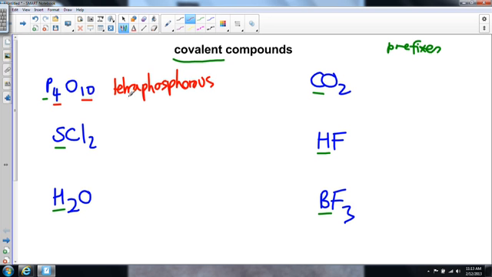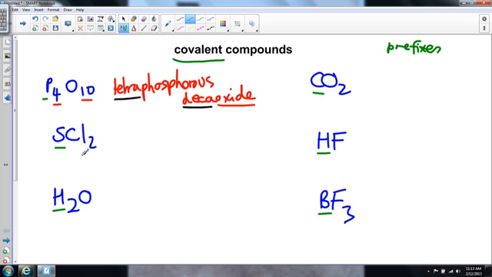Now the prefix for 10 is deca. Therefore, deca, you just put the prefix in front of the name you're going to use. You remember we said you name the second element as if you're naming it in ionic compounds, oxide, chloride, that sort of thing. Tetraphosphorus, deca oxide. So the tetra tells us we've got 4 phosphorus, the deca tells us we've got 10 oxygen. Alright? Now, I started off with the most involved one of the bunch. If you can do that, you can do all the others.